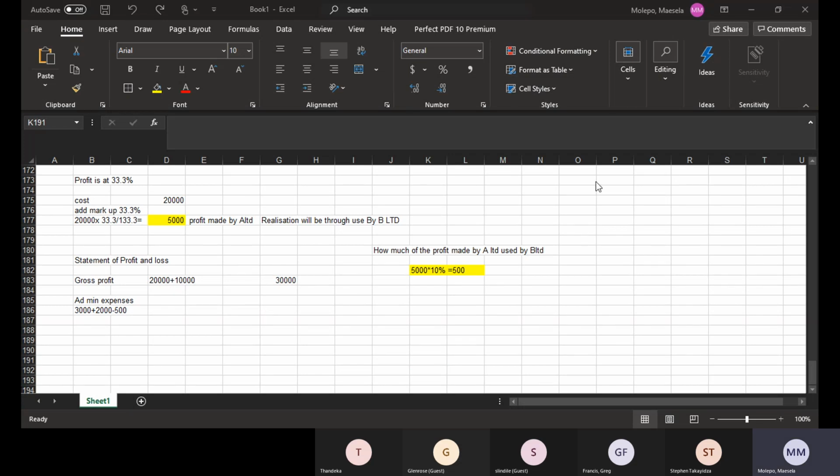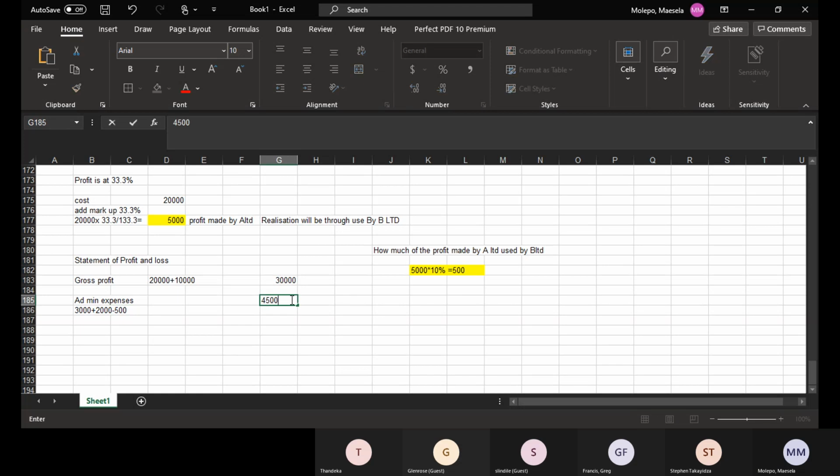So now we remove the 500 from our admin expenses. It means now on our statement of profit and loss, we'll be sitting with the 4.5. It will be the 4.5, which must be subtracted here, yes, because it's an expense.